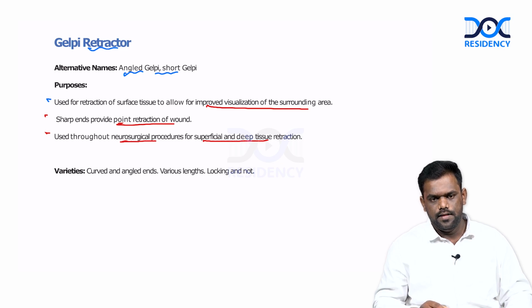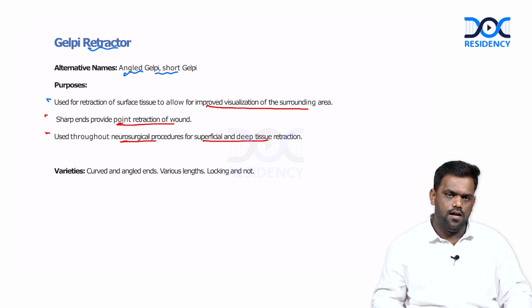So it's mainly for tissue retractions. It has curved and angled ends, and it varies according to the length, and whether a locking mechanism is present or not. It's called the Gelpi retractor.